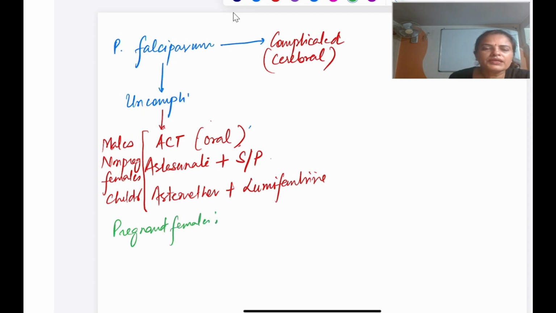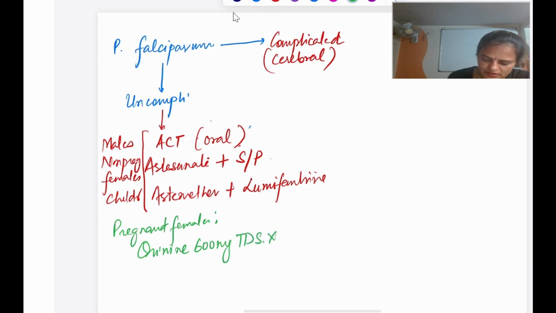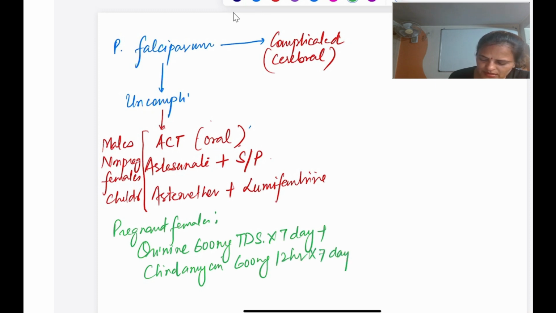Whereas in a pregnant female patient, we have to give quinine 600 milligram 3 times a day for 7 days. We cannot give doxycycline, so clindamycin 600 milligram 12 hourly for 7 days.